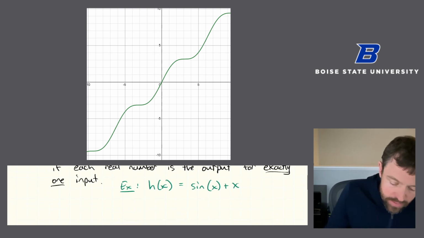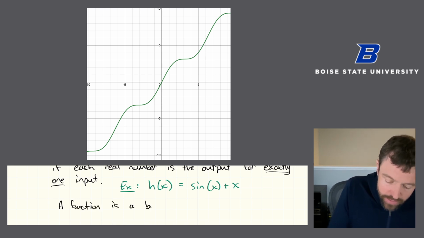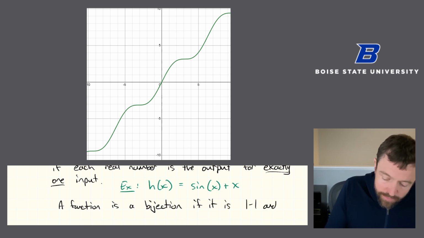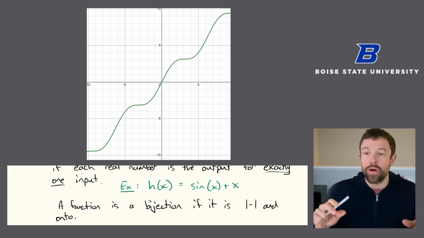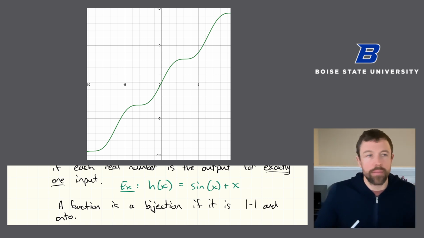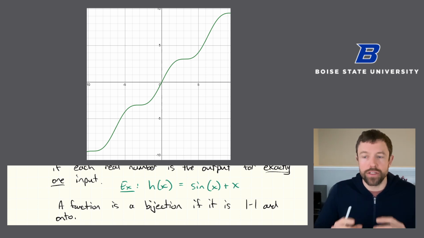So in other words, a function is a bijection if it is 1 to 1 and onto. So 1 to 1 and onto is exactly the same as being a bijection. So in some sense, when we're talking about 1 to 1, onto, and bijection, we're really only talking about two properties, 1 to 1 and onto, and being a bijection is just having both of those properties at the same time.